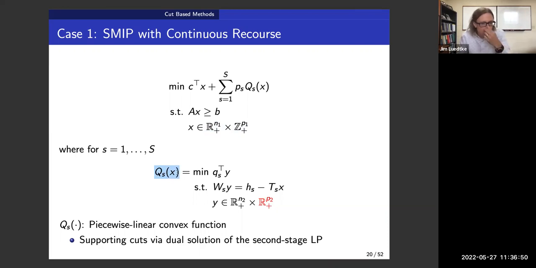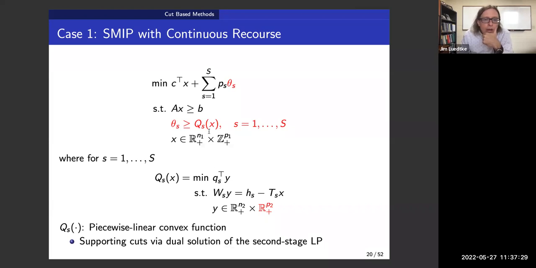In this setting, when this second stage problem is a linear program, this Q_s is a value function. It tells me, as a function of my first stage decision x, what is the minimum recourse cost. It turns out that function is a piecewise linear convex function, and a few slides from now, we'll see why that's the case. The idea then is that when you solve this linear program, if you look at the dual solution, you can get cuts that support this piecewise linear function at the solution that you passed in when you solved it. We'll see that in a minute.